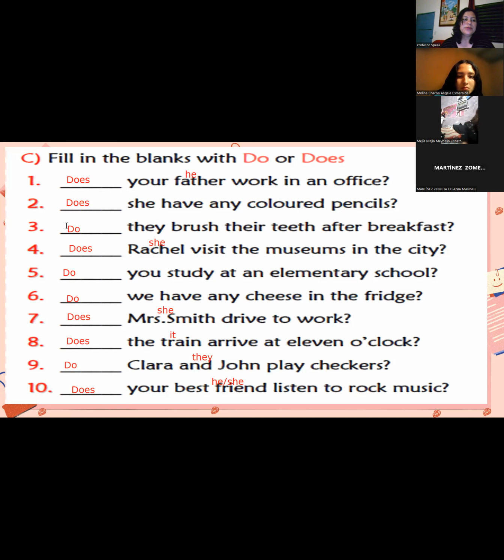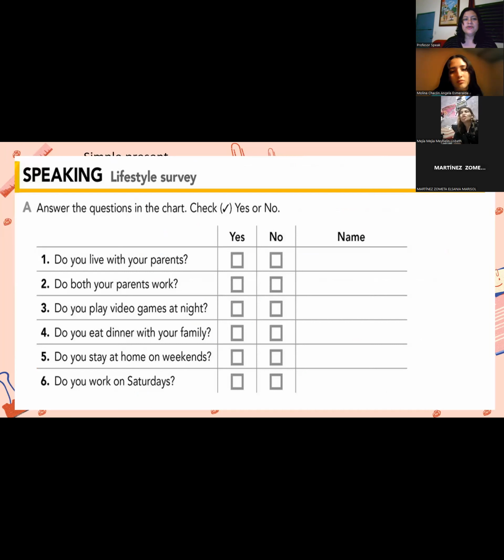Okay, so I'm going to erase this. I hope that you got 10 out of 10, that you got 10 correct. And the next activity that I have for you is a group activity. You're going to work in groups, okay? Now, in your groups, you're going to practice the yes or no questions, okay?